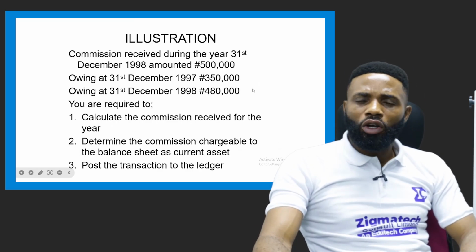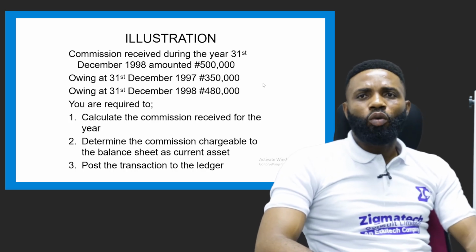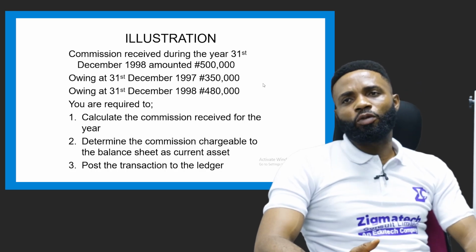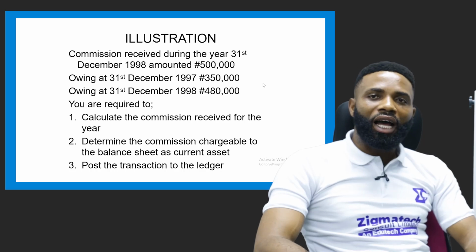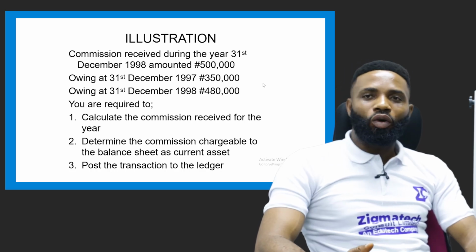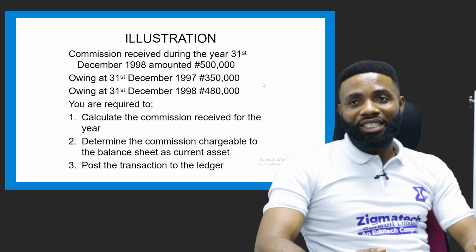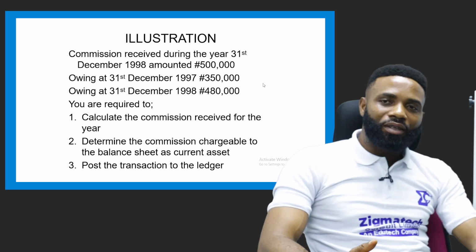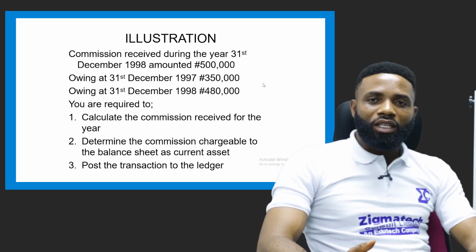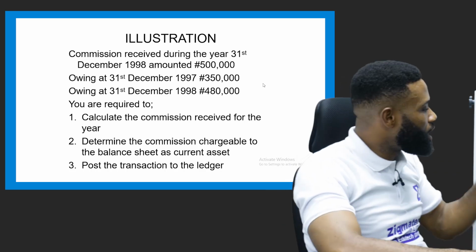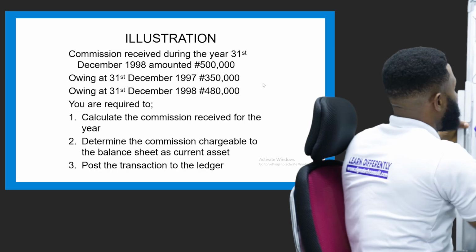Now let's take an illustration. This illustration will further explain what we are saying. Commission received during the year 31st December 1998 amount to 500. Owing at 31st December 1997 is 350,000, while owing at 31st December 1998 is 480,000. You are required to calculate the commission received for the year, determine the commission chargeable to the balance sheet as current assets, and post the transaction to the ledger. Let's quickly take this illustration.